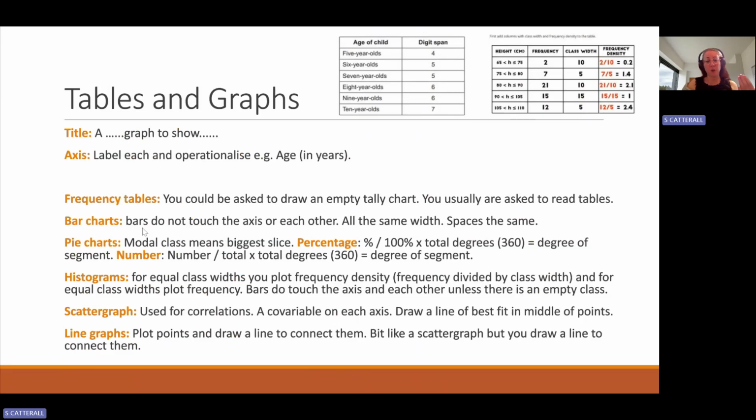Key things to remember at a bar chart, your bars do not touch each other. They also don't touch the axis. They've got the same gap in between them. They all should be the same width. And they look for differences. So very good if you've got an experiment. If it says to suggest an appropriate graph, then a bar chart would be good.